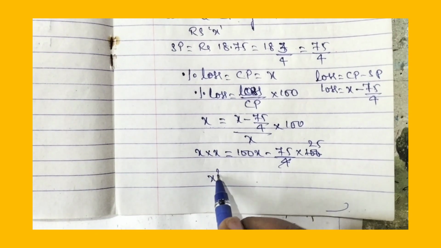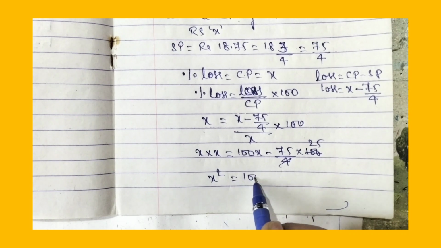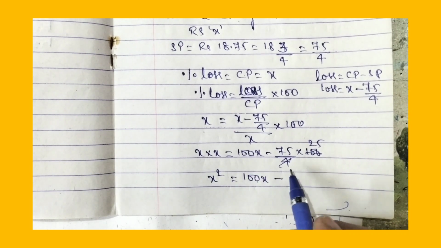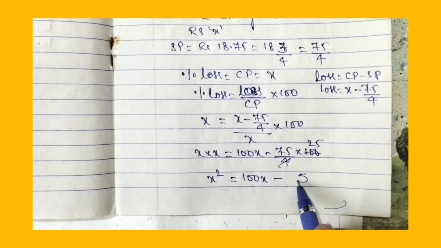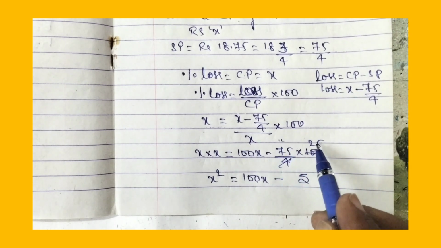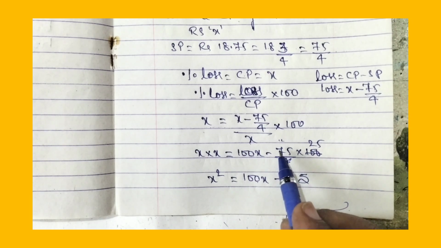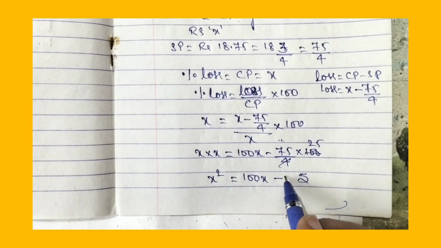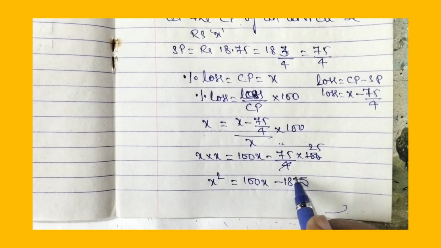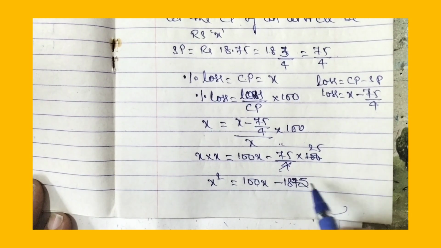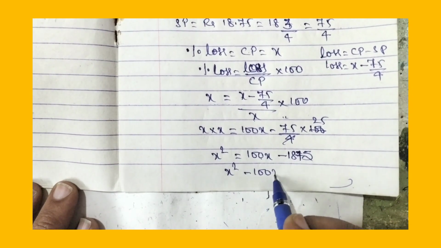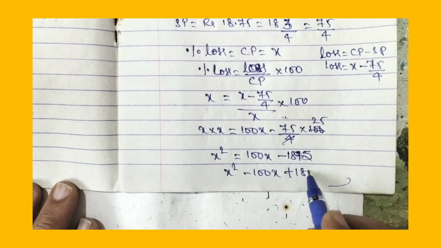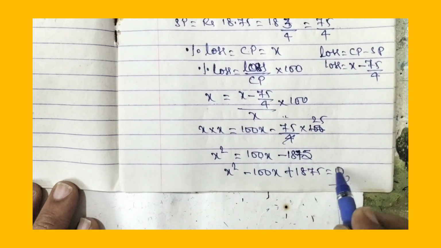x into x, x square, is equal to 100x minus, now 75 into 25. 25 fives are 125, write 5, carry 12. 25 sevens are 175, 175 plus 12 is 187. So 1875. So bring to standard form: x square minus 100x plus 1875 is equal to 0.